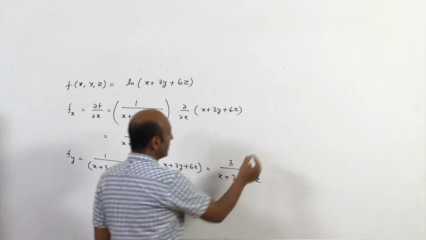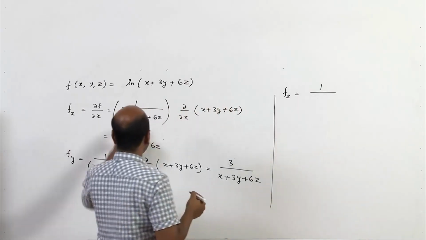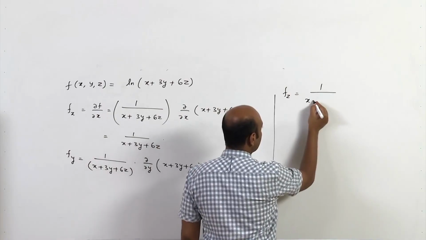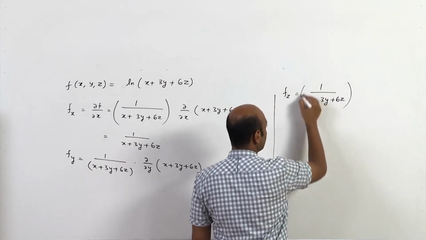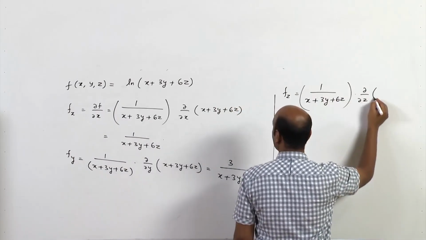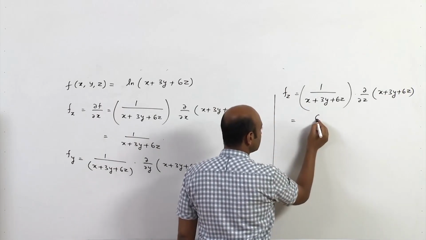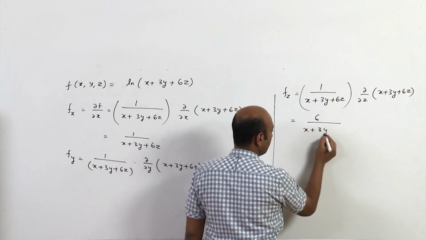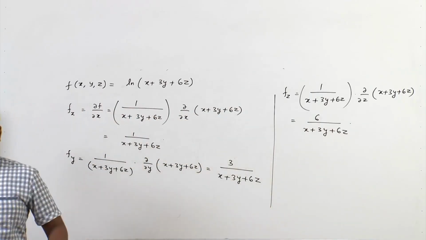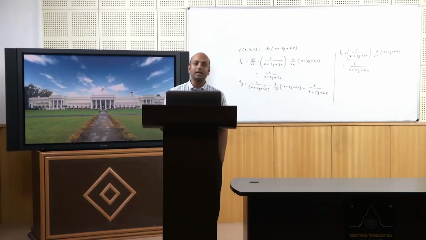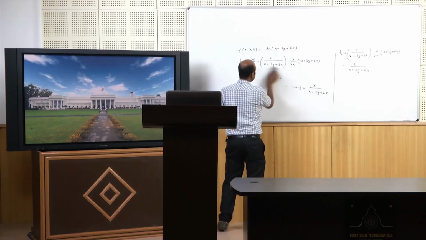Similarly, if you want to compute fz, it is again log t, the derivative of log t is 1 upon t, it is 1 upon x plus 3y plus 6z into del by del z of x plus 3y plus 6z, which is 6 upon x plus 3y plus 6z. Okay. So, this is how we can find del f upon del x, del f upon del y, or del f upon del z. Let us try one more problem based on this, so things will be more clear.